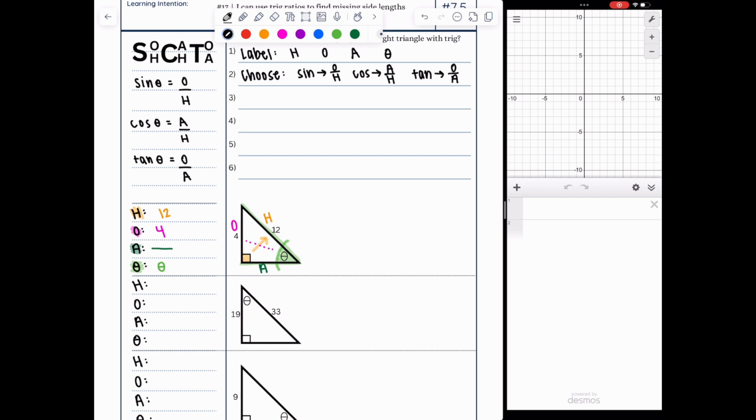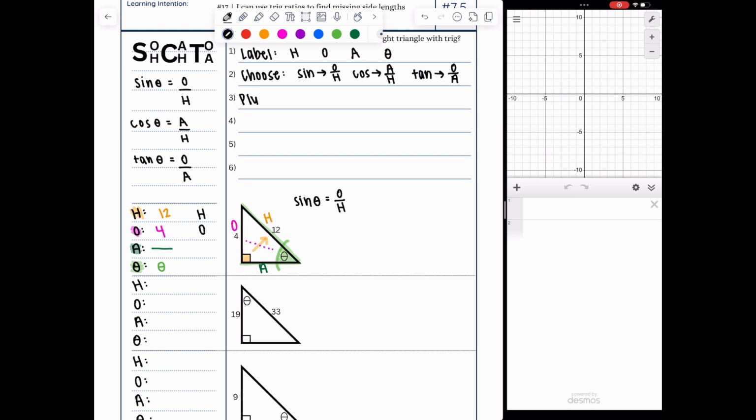So that's how you decide: you have to look at the list of information and determine what do I actually know. I have information about the opposite side and the hypotenuse. That's going to lead me to the sine function. So I know that the sine of theta is equal to the opposite side over the hypotenuse.